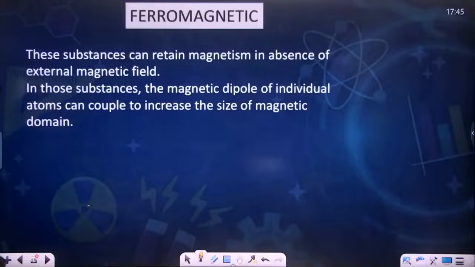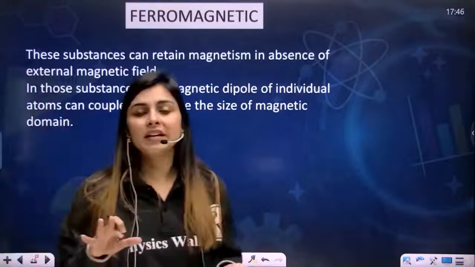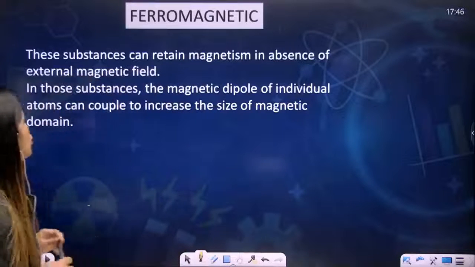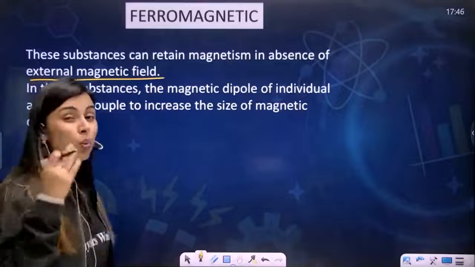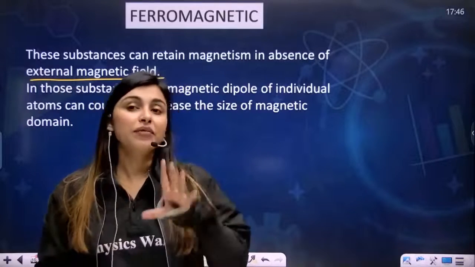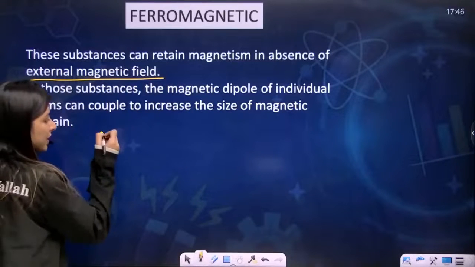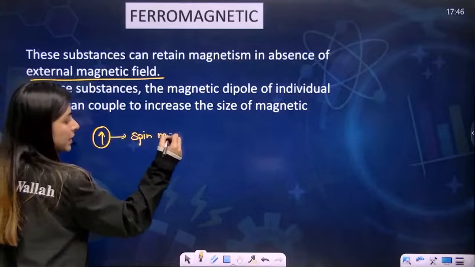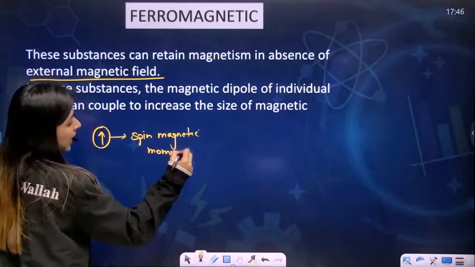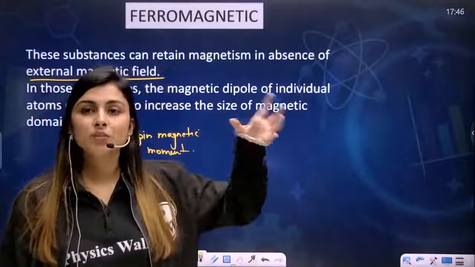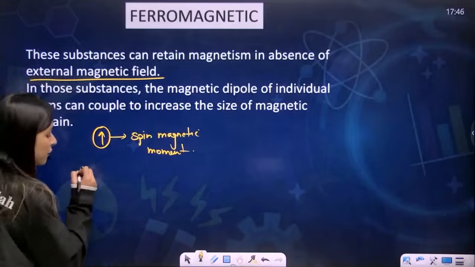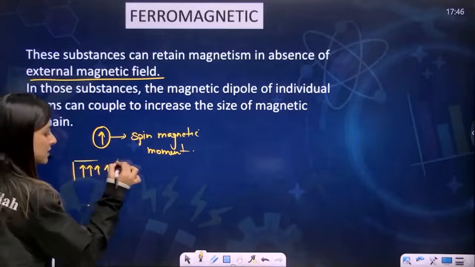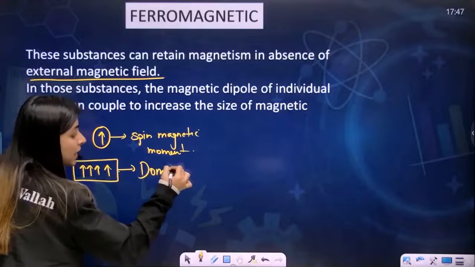Now, if you talk about ferromagnetic substances, my dear students, they are actually your permanent magnets. Once you have removed the external magnetic field, they still behave as a magnet. So these substances can retain magnetism in absence of external magnetic field as well. Now let's talk about why this happens. Initially we were discussing spin magnetic moment. This one single unit is known as spin magnetic moment. In diamagnetic and paramagnetic substances, these spin magnetic moments were getting aligned either along the magnetic field or away from it. But in ferromagnetic substances, many of these spin magnetic moments with the same axis join together and form a domain. Now they have more power.